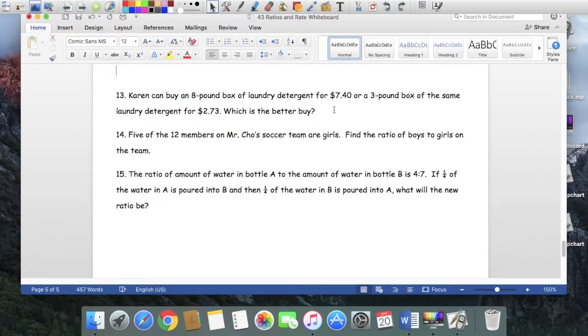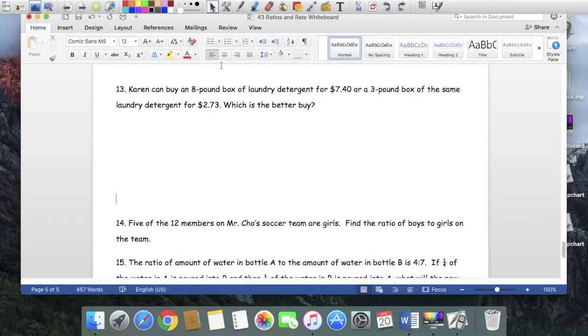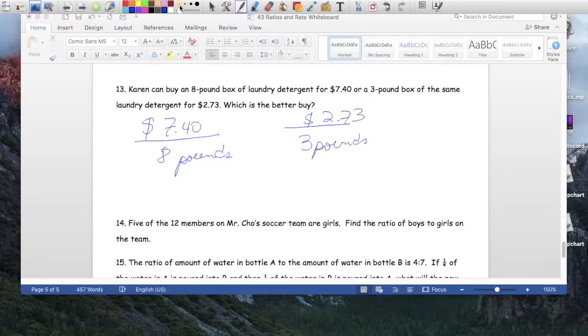13, which is a better buy? Laundry detergent. So 8 pounds. So I'll write down as a fraction again. $7.40, and I'd like my money on top for 8 pounds. Or buy the smaller version for 3 pounds and pay only $2.73. Well, by now you should know that this is going to be a unit rate problem. Let's change that to 1 pound.